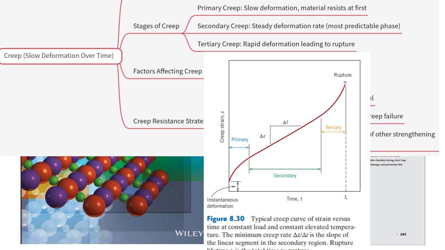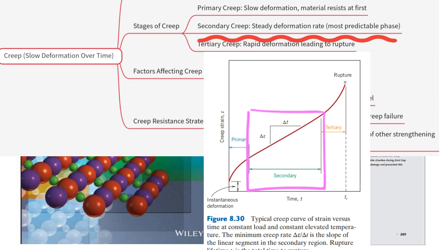And that brings us to the second stage, secondary creep, or steady state creep. This is where the creep rate becomes constant. So it's like it's found its groove. It's like, okay, I'm just going to deform at this steady pace. And the strain increases linearly with time. So if you were to plot it on a graph, it would be a straight line.